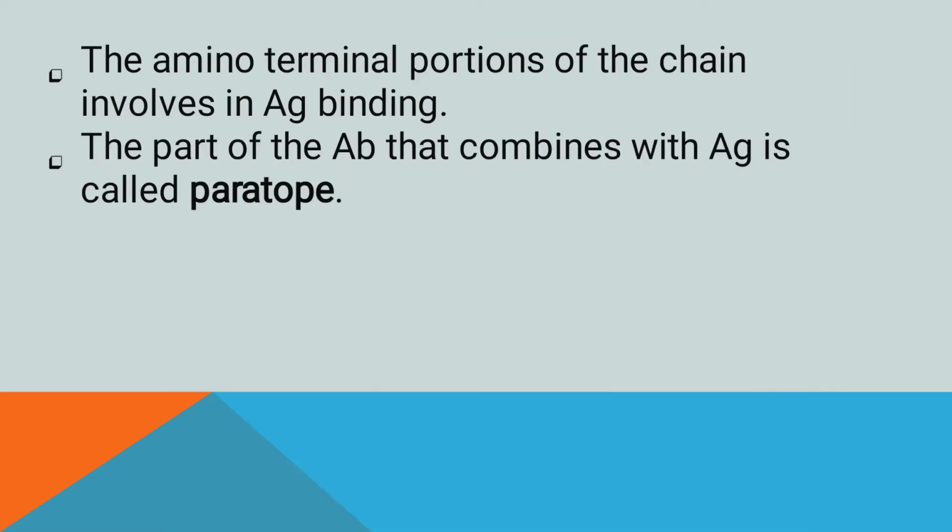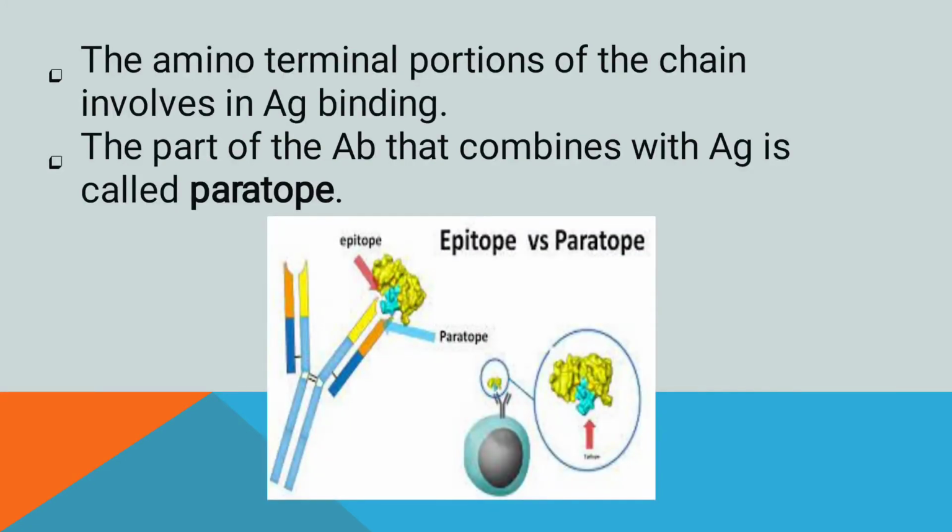And the amino terminal portion of the chain, that is nothing but the antigen binding site, helps in binding the antigen, and the part of the antibody that combines with the antigen is called a paratope. So this binding of antigen and antibody at this particular site resembles the lock and key mechanism. Epitope is nothing but the projections found on an antigen that will bind to a specific site present on a particular antibody, leading to the antigen antibody reaction.